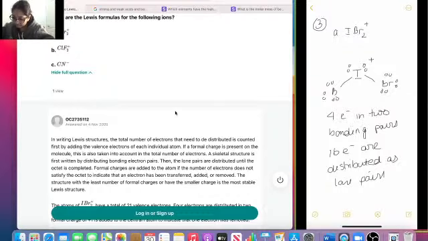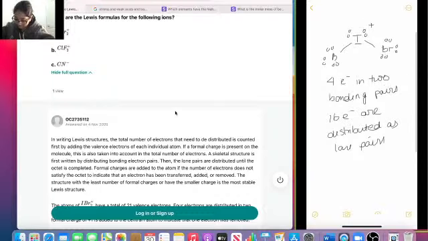So if we don't put the formal charge yet, and we count the electrons, we're gonna have a total of 20 electrons, right? 16 plus 4. So we have 20 electrons in total.